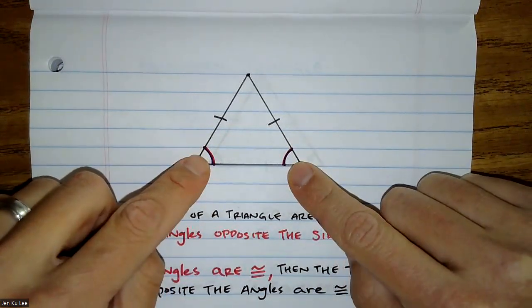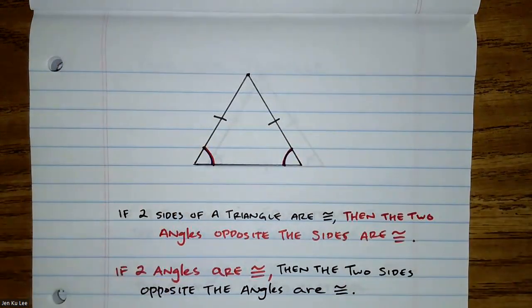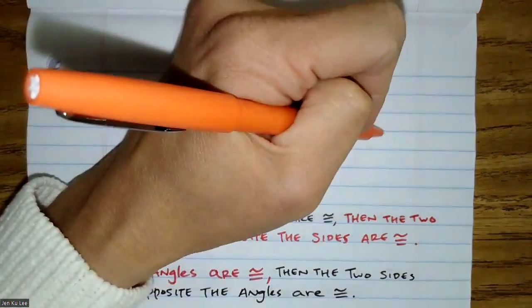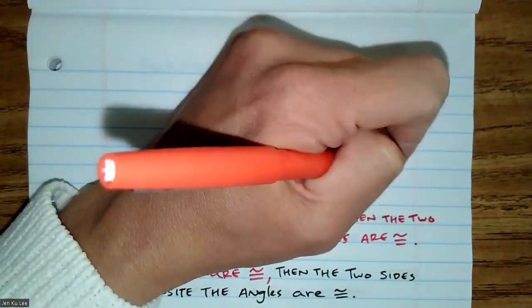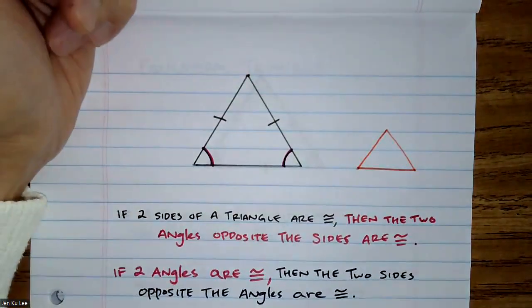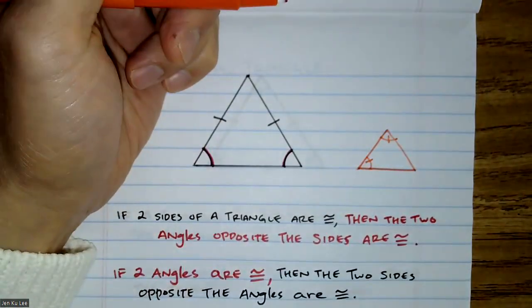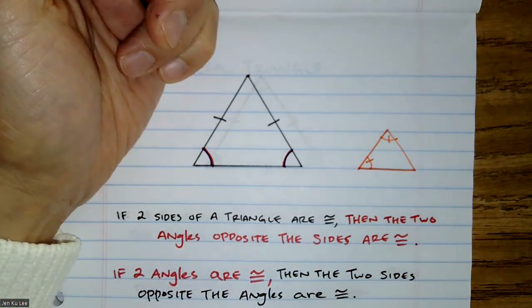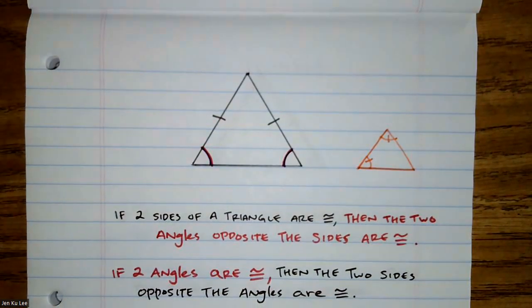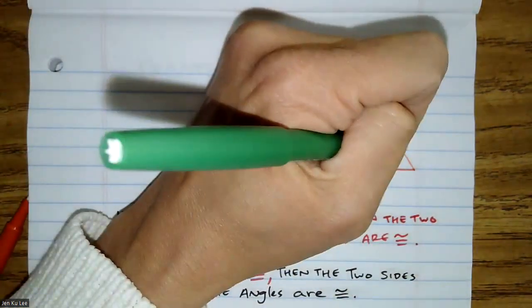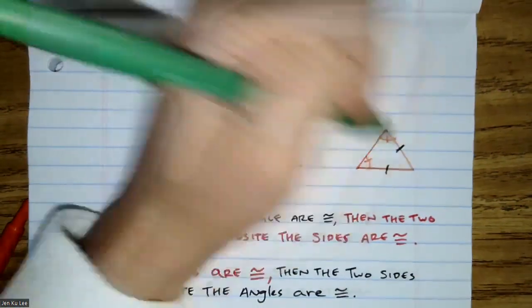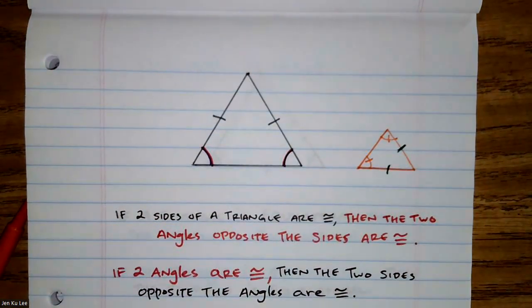If I know the red, if you're given a triangle, let me draw a triangle here. And if I said, hey, look, this angle and this angle are congruent to each other, then I know that the two sides opposite the angles are congruent as well. Okay, so they're going to be congruent as well.